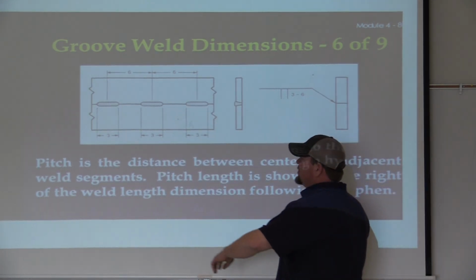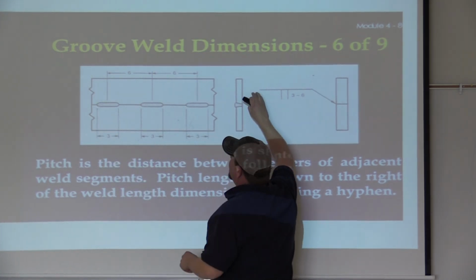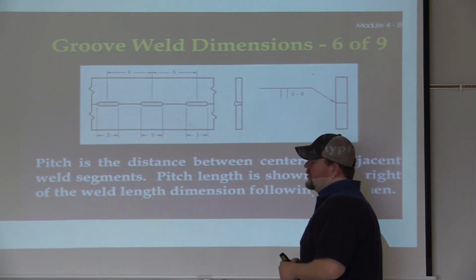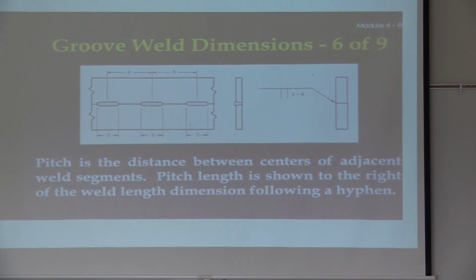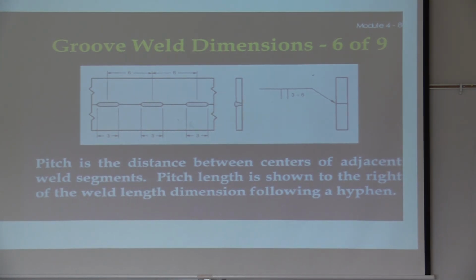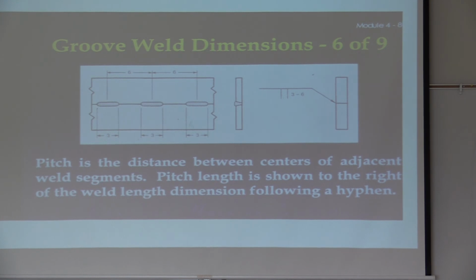Usually this set-off distance is not going to be on your print. It's going to tell you to see the detail or the view, right? Whichever view, it's either the ISO, the right, or the top view. That's going to give you that dimension. Biggest thing, center to center of the weld.